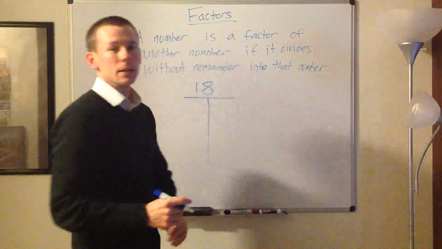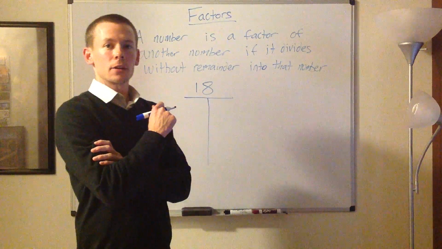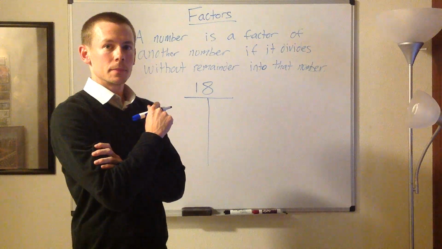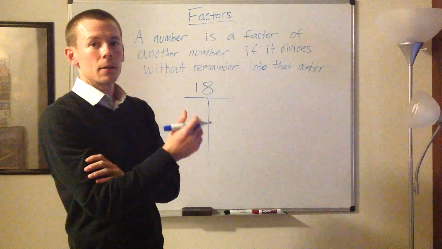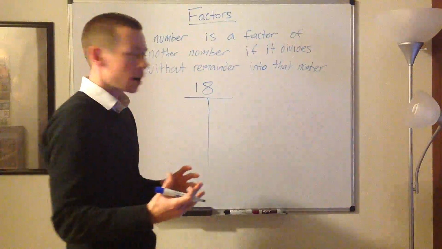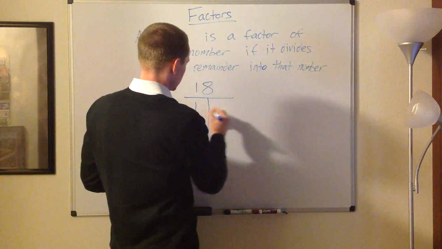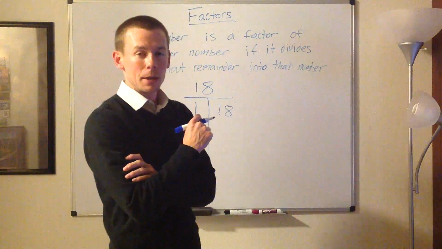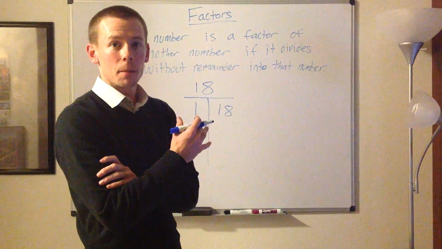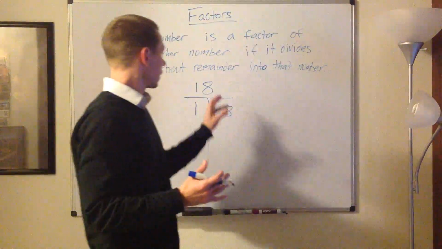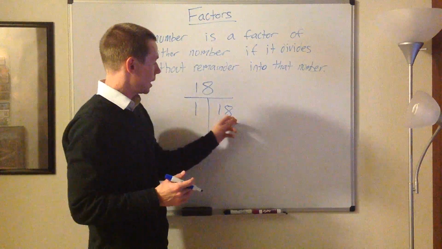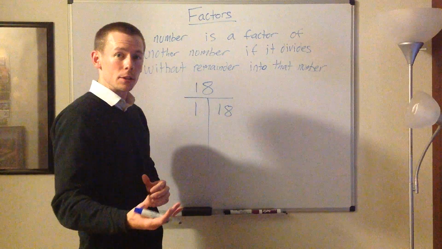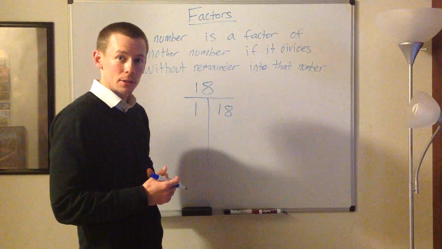Let's look at the number 18. See if you can find all the factors of 18. Okay, well, one way to start is 1 and the number itself will always be factors of the number you're looking for. So if we're looking at 18 here, 1 and 18 are both factors of 18, because 1 will always go into that number, and so will the number itself.